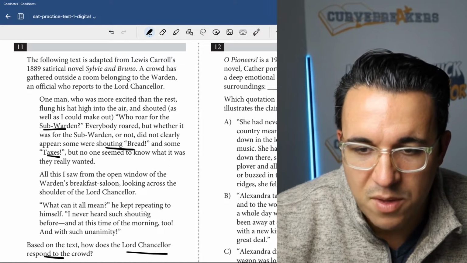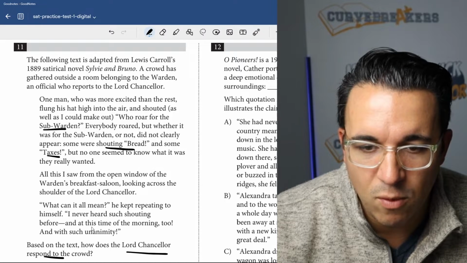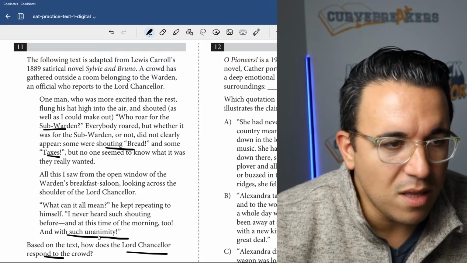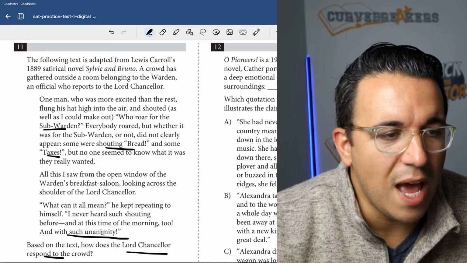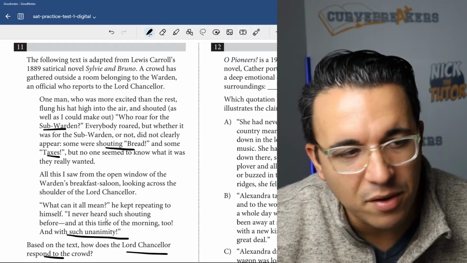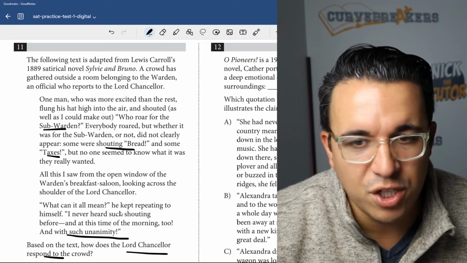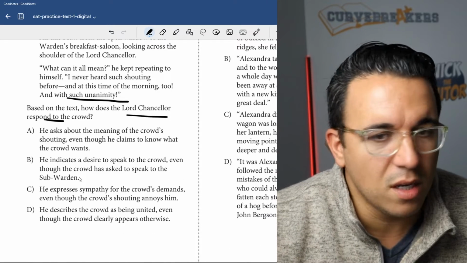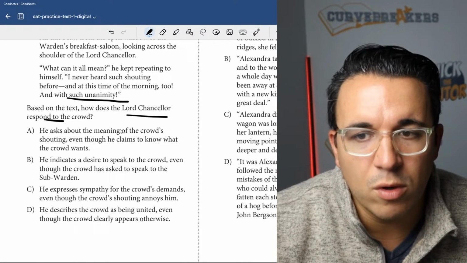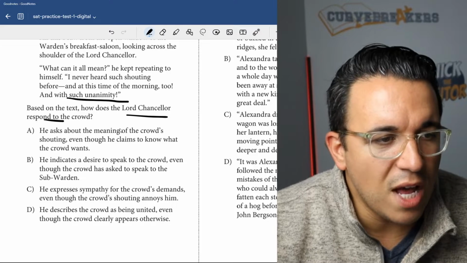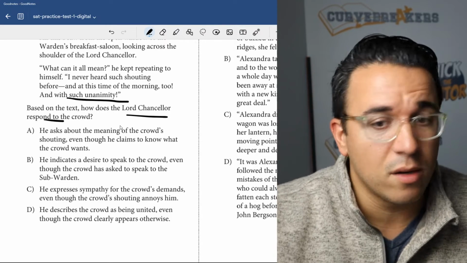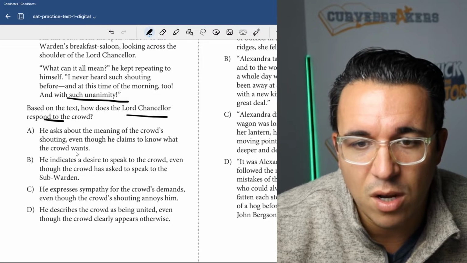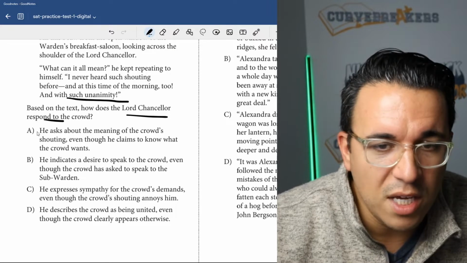What can it all mean? He kept repeating to himself. I never heard such shouting before, at this time of the morning too, and with such unanimity. So what does unanimity mean? That means they're shouting together. It's unanimous, right? So the people are shouting together, but they don't really know what they're shouting about. No one seemed to know what it was that they really wanted. So we're going to look for an answer that indicates this. As the Lord Chancellor responds to the crowd, he says they're unanimous, but they don't really know what they're shouting about. So he asks the meaning of the crowd shouting, even though he claims to know what the crowd wants. I don't think he knows what the crowd wants.